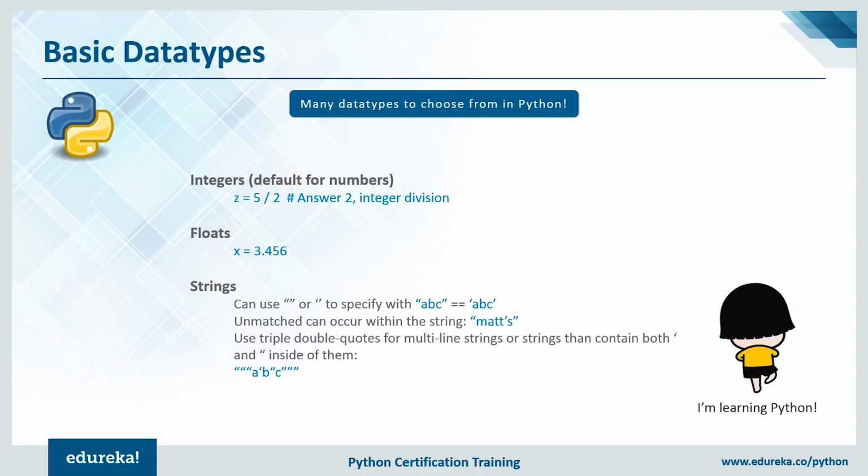So next up is strings, guys. You can either make use of double quotes or single quotes, so "ABC" is equal to 'ABC' because they both are the same, right? And there can be an unmatched string as well. So consider we have someone called Matt, and Matt is a person, and let's say we want to talk about Matt's pen. Well, there is an apostrophe there, right? And this is an unmatched expression. Well, that can be used as well. So guys, do note that we can use triple double quotes for multi-line strings or strings that contain both single and double quotes in them as shown below.